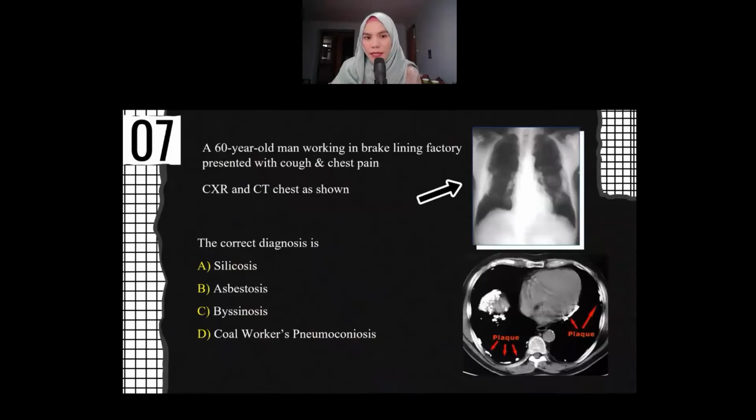Question number 7. A 60-year-old man working in a brake lining factory presented with cough and chest pain. X-ray and CT are shown. What is it? The correct diagnosis is A. Silicosis, B. Asbestosis, C. Byssinosis, or D. Covert pneumoconiosis.